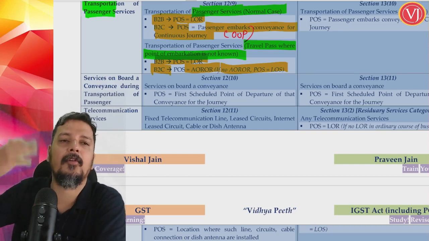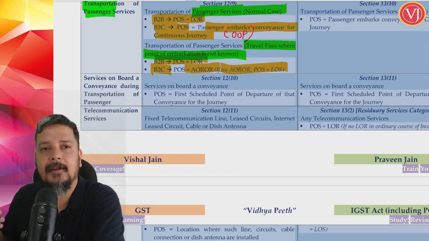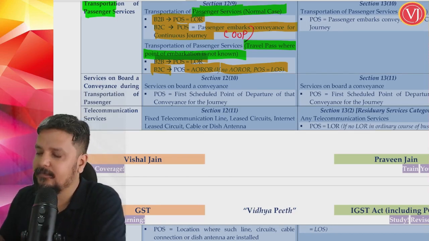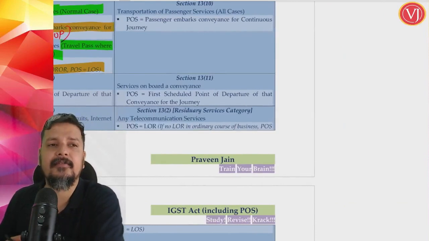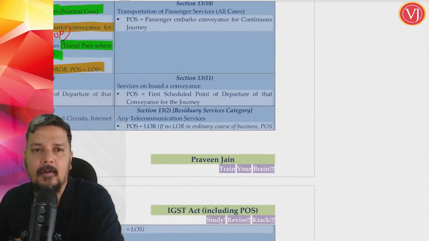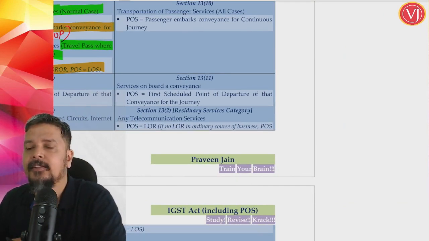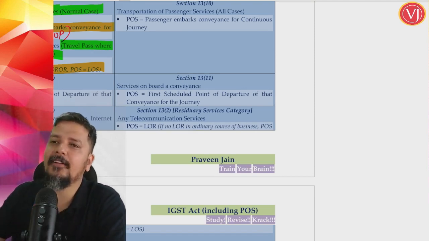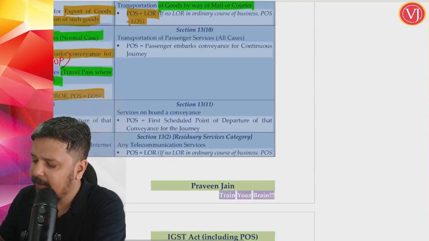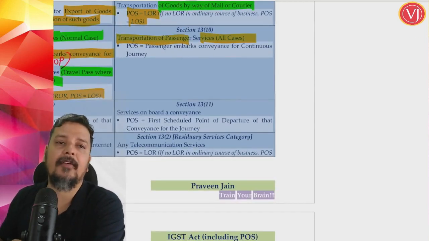It is very similar to your residuary provision of section 12. Though the answer is given here separately, the answer is taken from your residuary provision. What if it is section 13? Either the airline is outside India and the passenger is of India, or the airline is of India and the passenger is of outside India. LOS or LOR is outside India. You are going to take section 13, transportation of passengers. Now, no bifurcation.